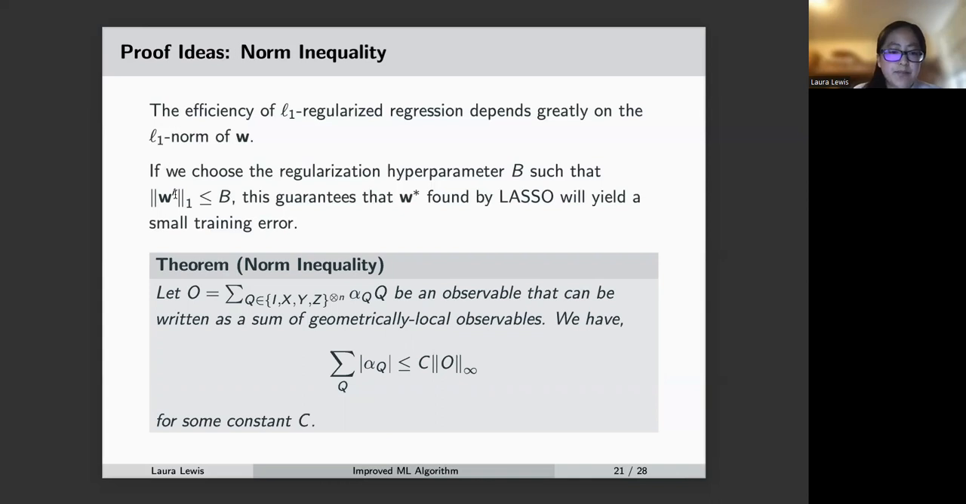What it says is that we write the observable O in the Pauli basis again. And here I'm just using Q instead of P, and it's the same thing. So we have an observable O that can be written as a sum of geometrically local observables. And what we have is that the sum of the Pauli coefficients, the L1 norm of the Pauli coefficients, is bounded above by some constant, C, times the spectral norm of O.